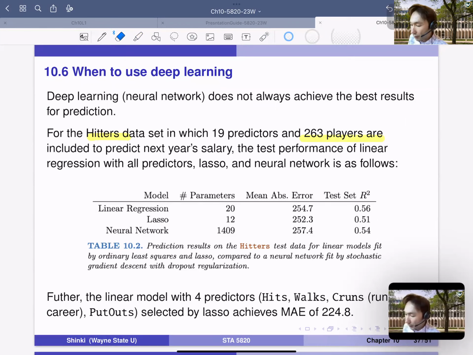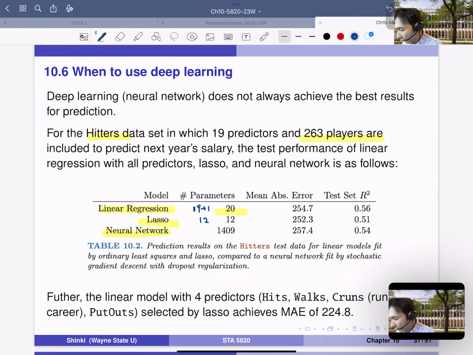If we compare the performance of predicting salary of baseball players, the performance is here. We compare three models: the linear regression, lasso and neural network. Remember that lasso is basically linear regression, but we penalize the size of parameters. So basically it selects a kind of simpler model automatically. Linear model and lasso are both linear models, but the model selection procedures are different. Here, linear regression is just a full model. We have 19 predictors plus one intercept. And in lasso, actually, 8 of the predictors have coefficient 0. So effectively, we have 12 parameters.